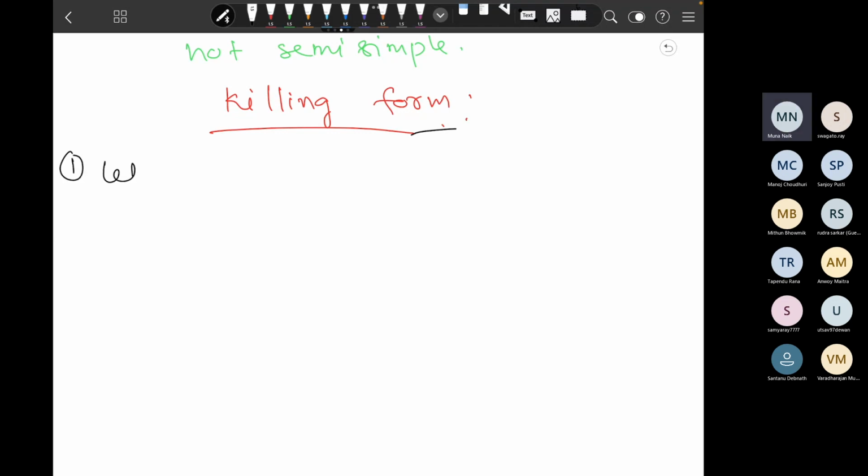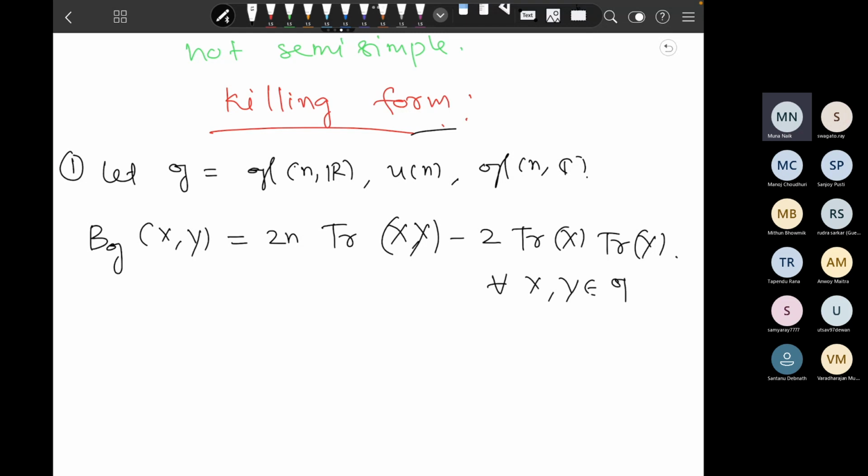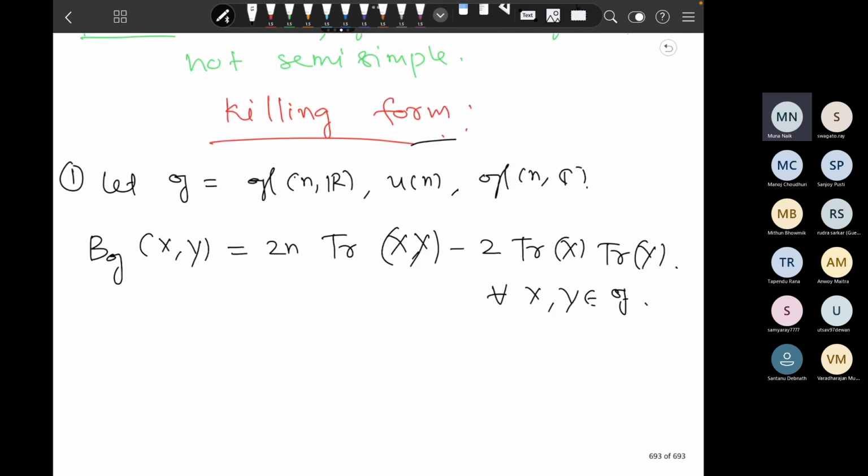Let G be GLNR or UN or GLNC. Then the killing form B_G(X,Y) is equal to 2n trace of XY minus 2 times trace of X and trace of Y, where X, Y belong to G. So for G equal to GLNR, this result will be true; if G is UN, this is all true; or if G is GLNC, this is true because one is the real form of the other.